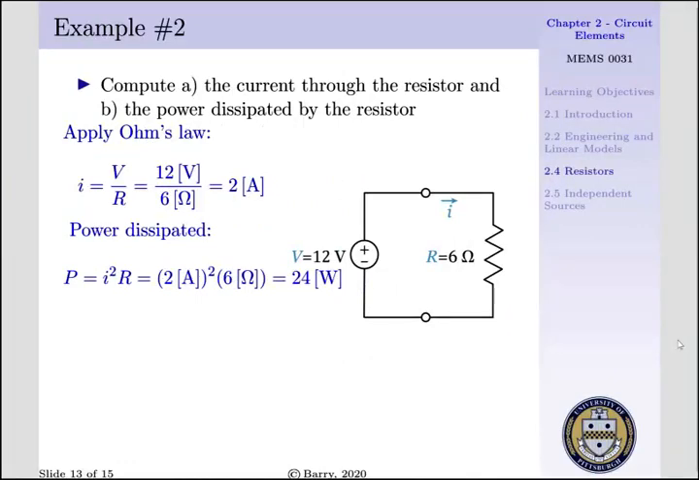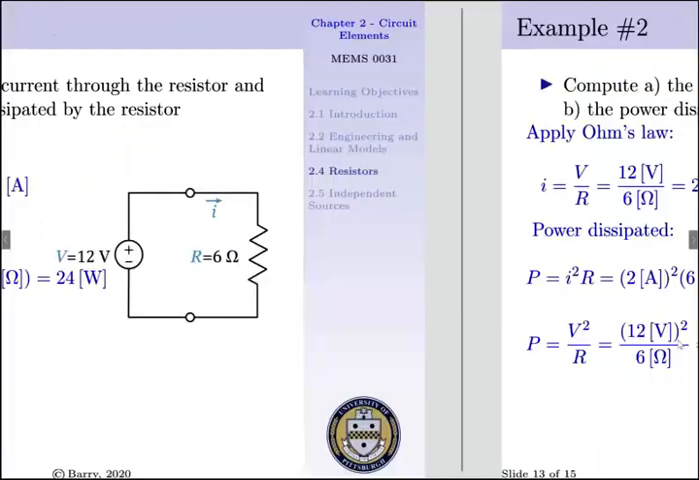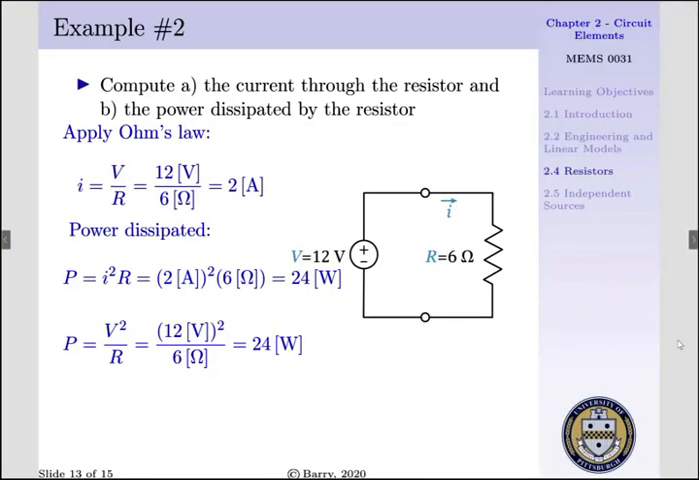The first is for Joule heat, which is I squared R. Our current is 2 amps, and if we square that and multiply it by a resistance of 6 ohms, we are dissipating 24 watts. Additionally, we can calculate our power dissipated by the formulation of V squared per R. Our voltage potential across the resistor is 12 volts, and if we square that and divide it by 6 ohms, we would be dissipating 24 watts.